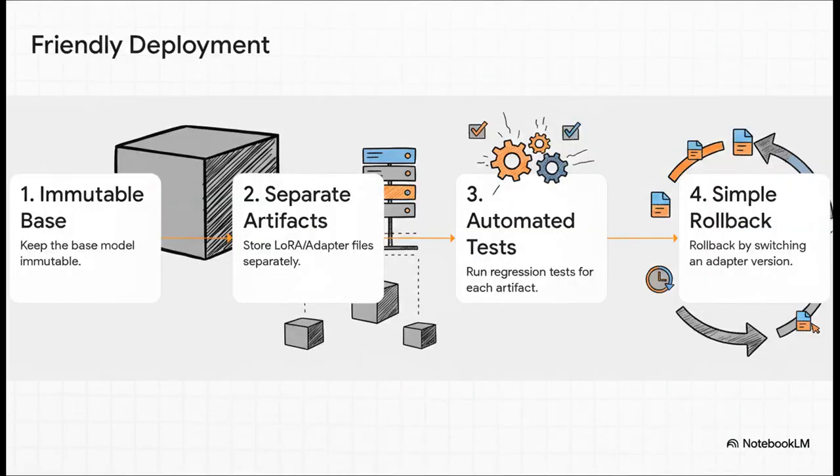The result is pretty much an engineer's dream deployment pipeline. Your massive base model is just a static, unchanging asset. Your customizations, the LoRA and adapter files, are treated just like any other piece of code. You check them into Git, run tests on them in your CI/CD pipeline, and deploy them independently. A rollback is no longer this huge, terrifying event. It's as simple as changing a config file to point to an older version.